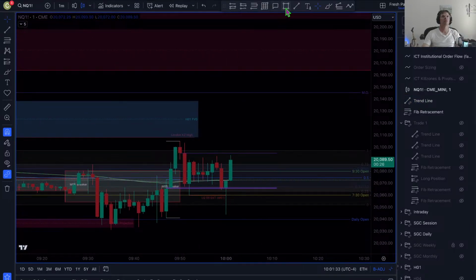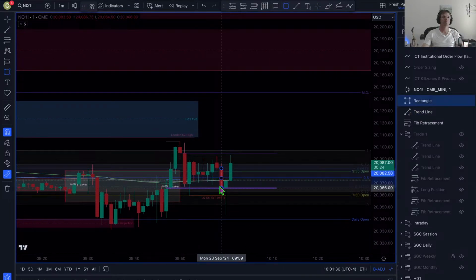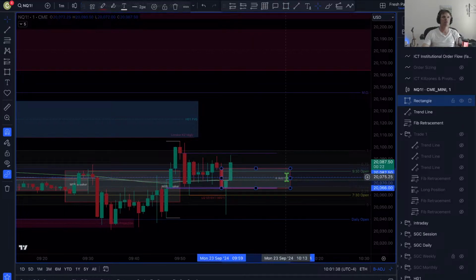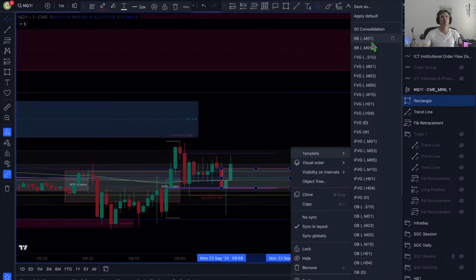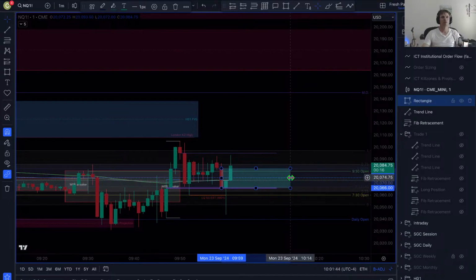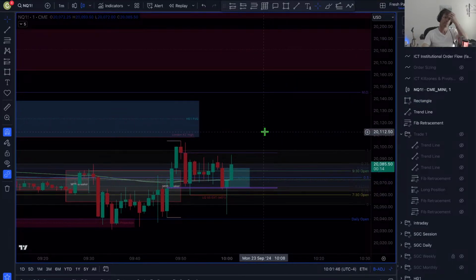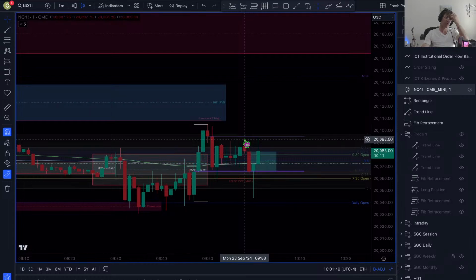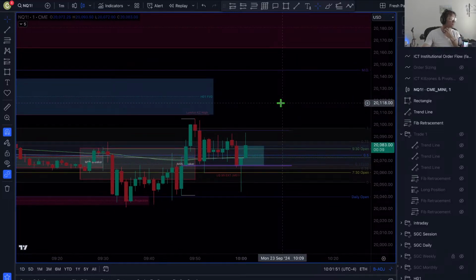Alright, so we get a nice close here. Essentially have this as your order block, if we get it. I'd really want to see it break up here though. Alright. Holy shit.